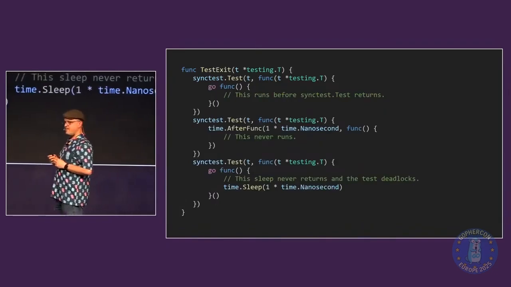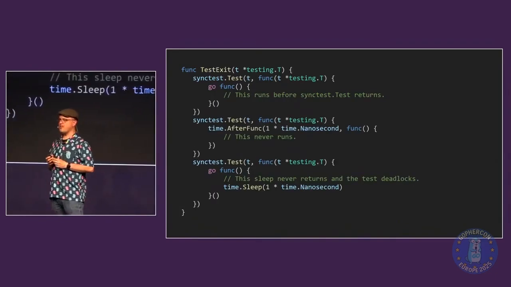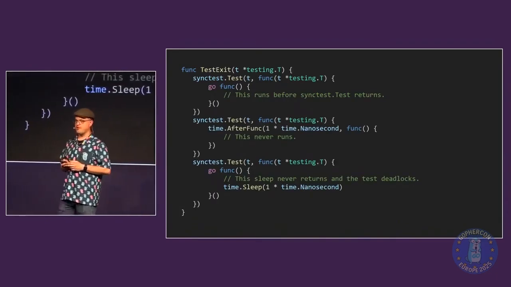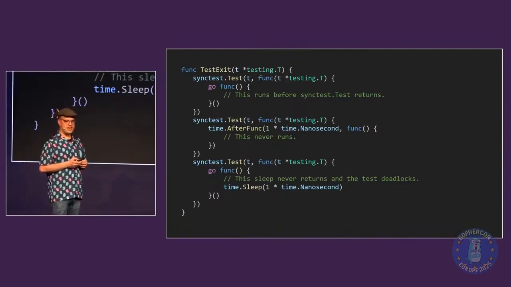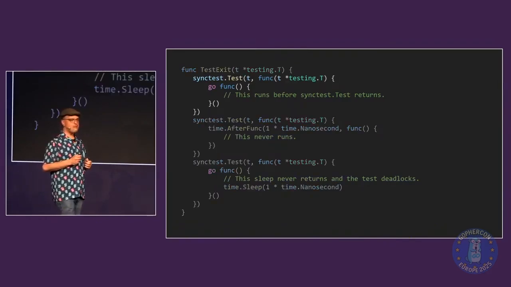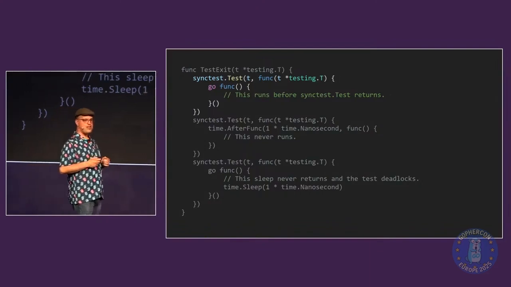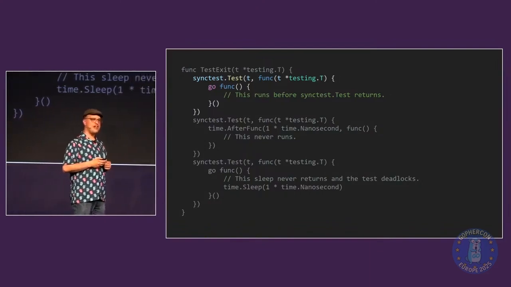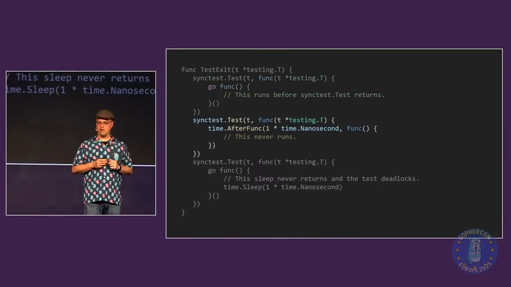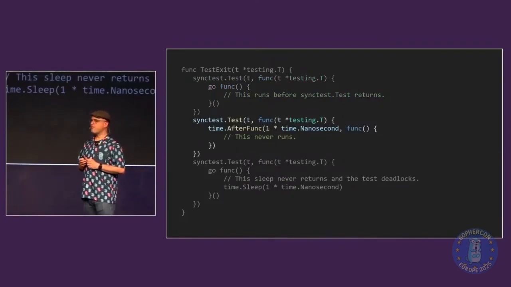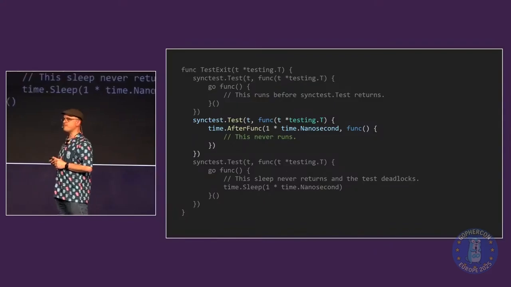The synctest.test function waits for all the goroutines in the bubble to exit before it returns. Time stops advancing within the bubble after the root goroutine, that is, the goroutine started by test, has returned. So in our first example here, test waits for the background goroutine to run and exit. In the second example here, we schedule an afterfunc for a time in the future. The bubble's root goroutine returns before that time is reached, so the afterfunc simply never runs.